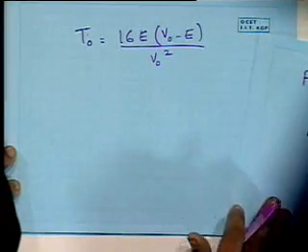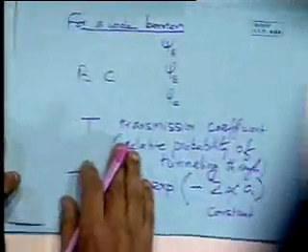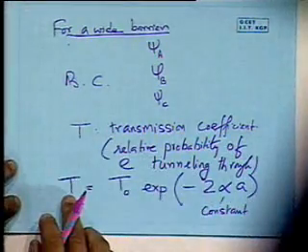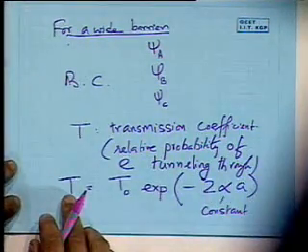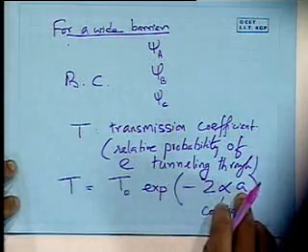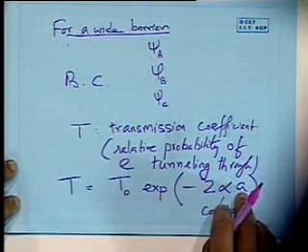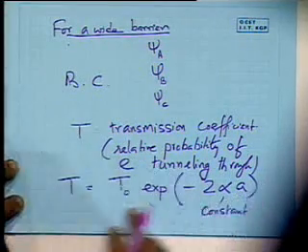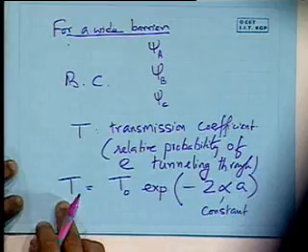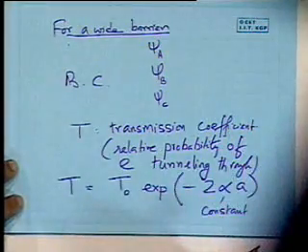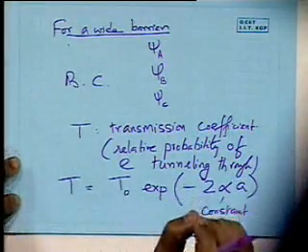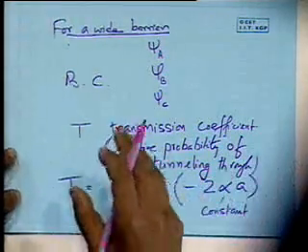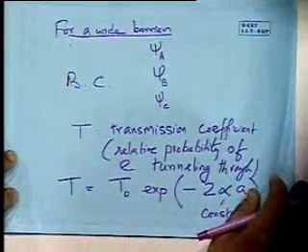What we immediately notice when we go to this is that the transmission coefficient will be highly sensitive to the value of A, right? If A is small, T is large, exponential minus that term. So the smaller A is, if you change it very slightly, then there is a much higher probability that the electron will tunnel through.